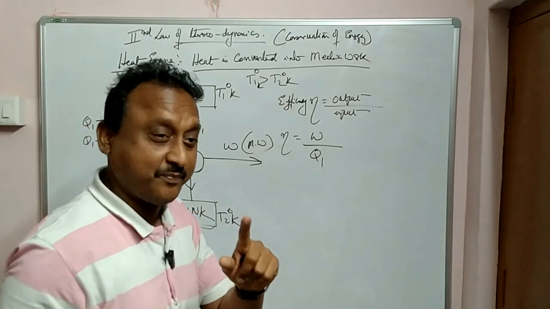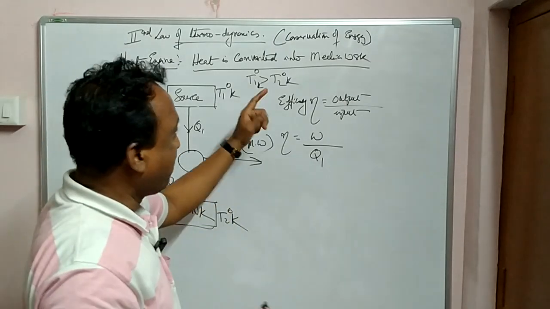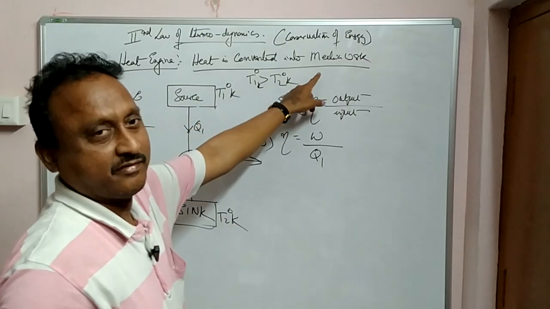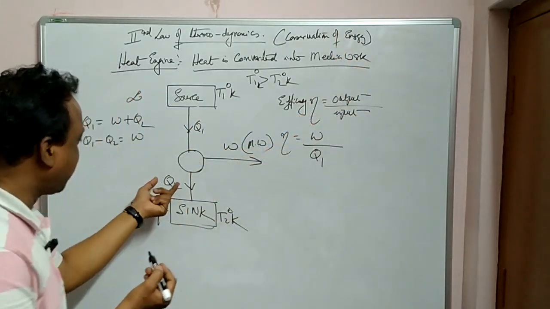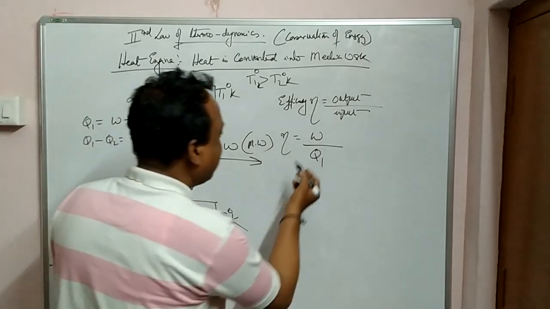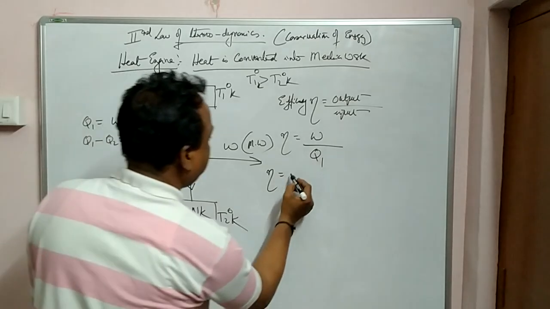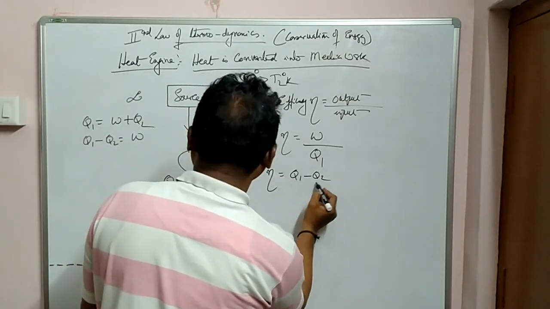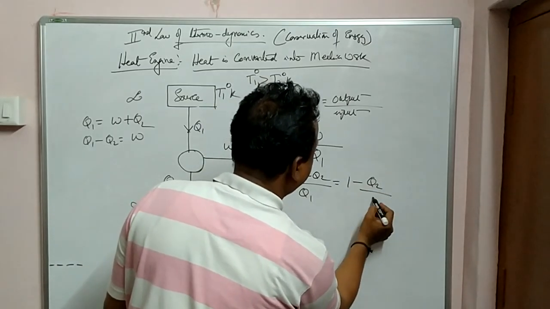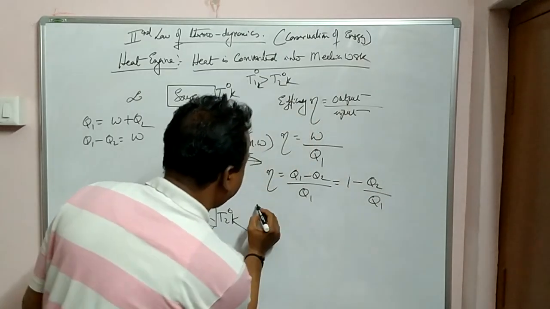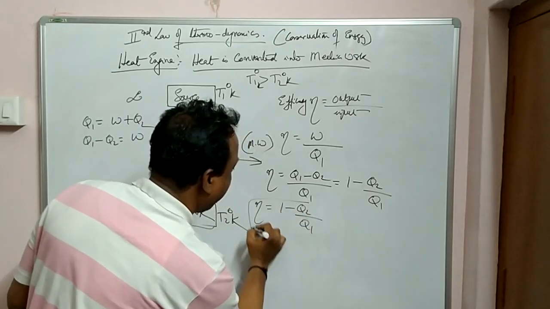So I told you earlier, whatever engine is used in the world, you cannot completely convert the heat into mechanical work. That is the main thing here, the second law statement. So here some part is wasted, Q2 heat will be wasted. Therefore efficiency is given by W, and W here is Q1 minus Q2, by Q1. That is nothing but 1 minus Q2 by Q1.